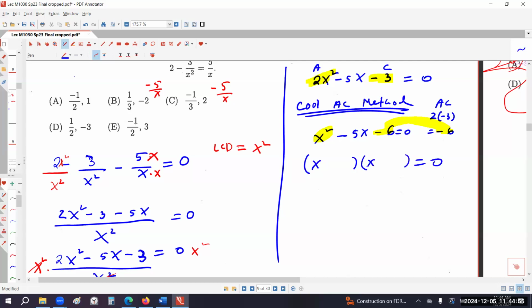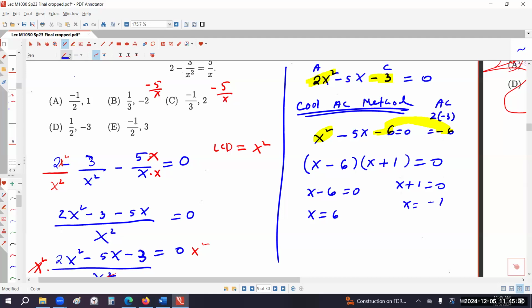Which two numbers multiply to -6 and combine to -5? 3 and 3 doesn't work actually. 1 and 6, because the sign doesn't work here. So -6, +1. So we solve for the variable. We get x equals 6, x equals -1.